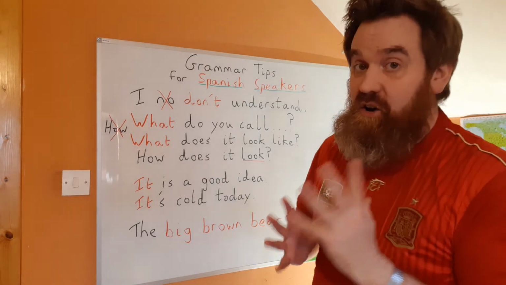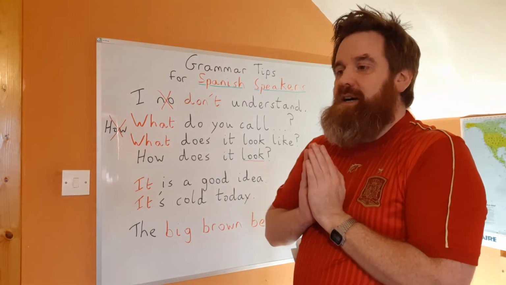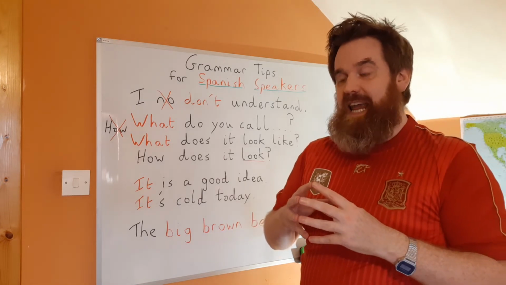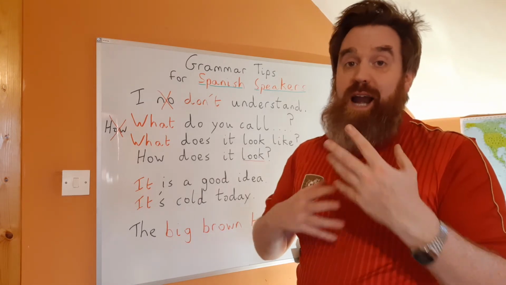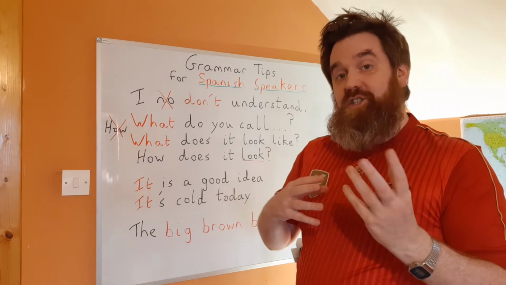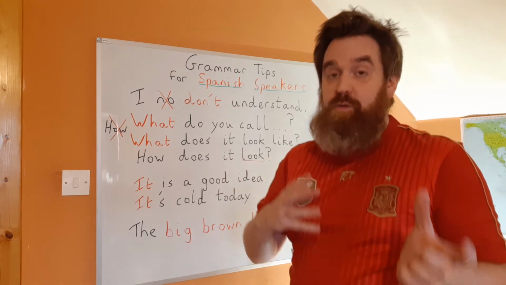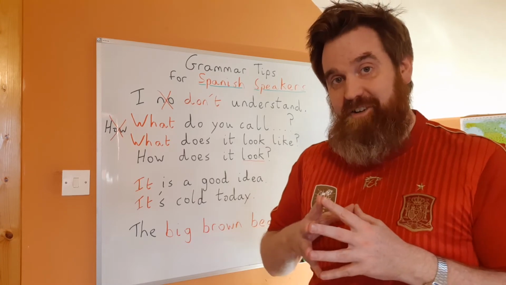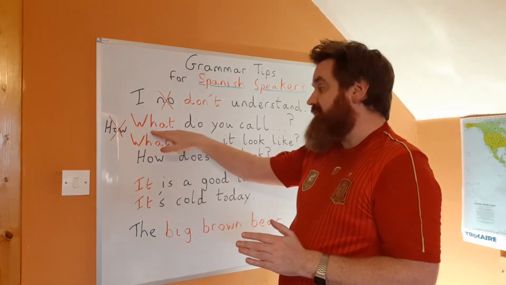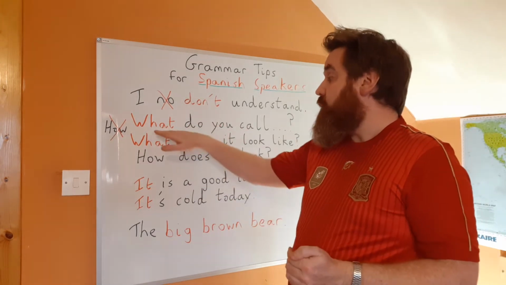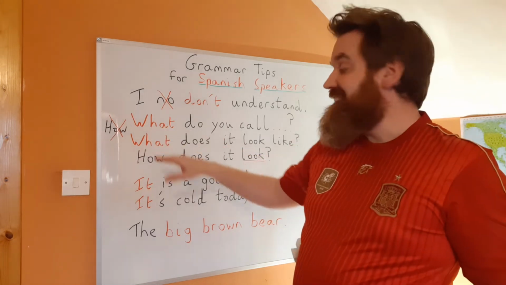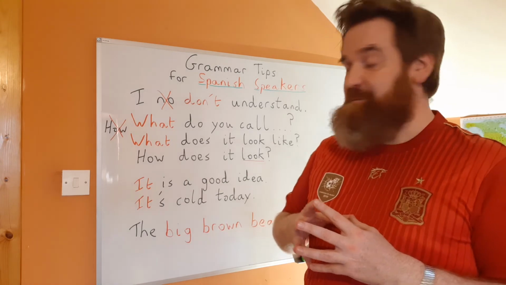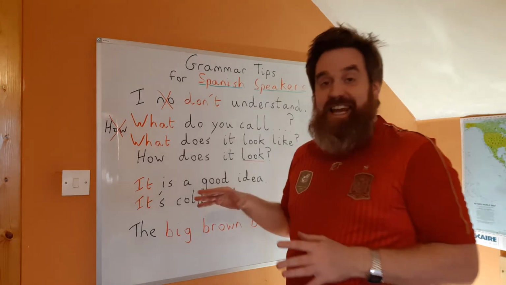How does it look? So if you want to talk about pronunciation, you will say, how do you pronounce something? Because you're asking about the pronunciation. You're asking about the action. Okay? So what, generally speaking, what for a noun and how for the verb. Okay? Let's take a look at the next one.